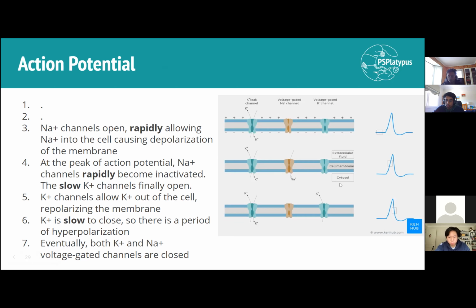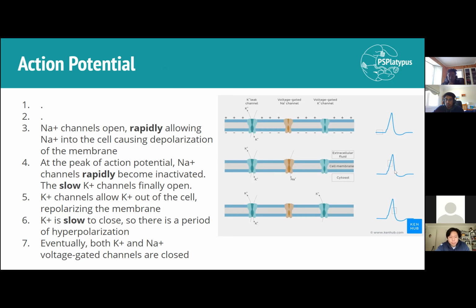These channels bring potassium out of the cell. So that's going to make the inside more negative, so it's going to repolarize the membrane. So the potential difference is going to drop. And we know it's going to be slow to close, so it's going to close slowly. So there's going to be a period of hyperpolarization, so the membrane is going to be more polarized than what it is at rest.